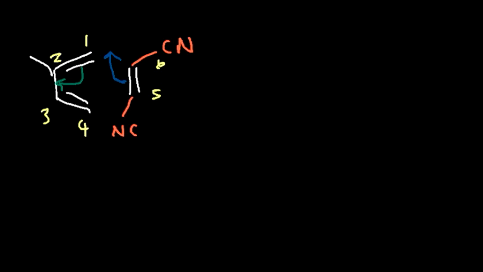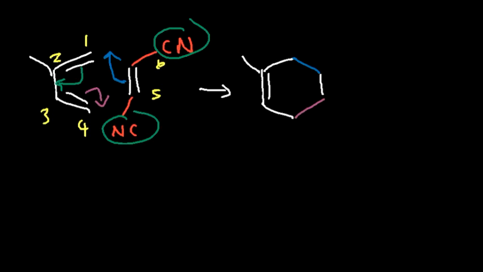But let me use a different color so you can see the connections. So here are the pi electrons in the double bond between carbons 5 and 6, and here are the pi electrons in the double bond between carbons 3 and 4. So there's also a double bond between carbons 2 and 3, and we still have a methyl group. And notice that the nitro groups are trans with respect to each other, so they're going to remain that way.